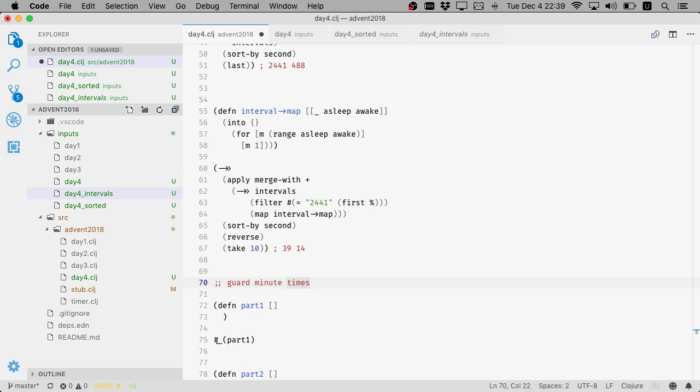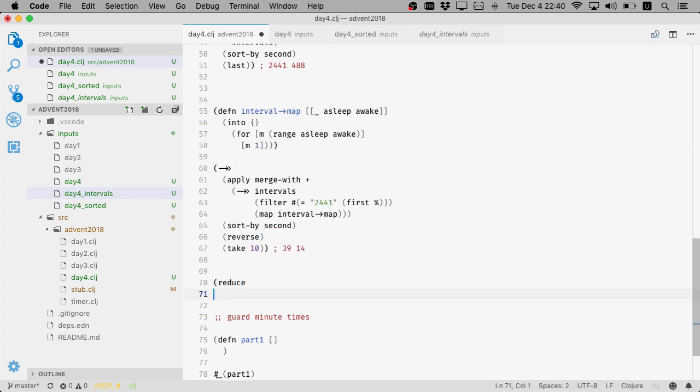So basically we need to, this calculates the minute the guy is asleep most. So basically let's reduce all guards with this empty map.